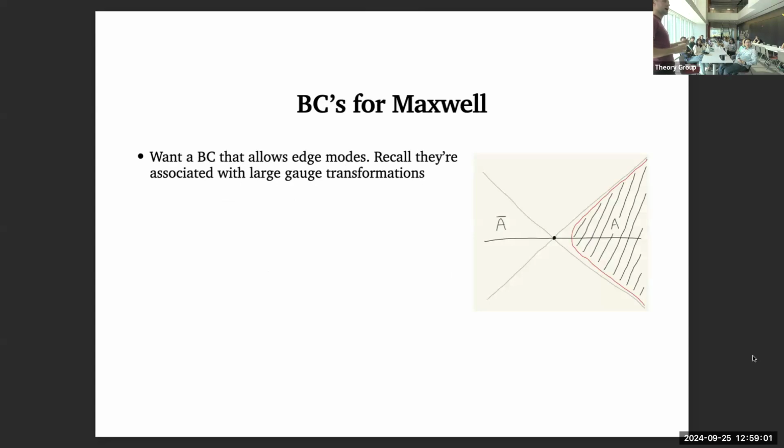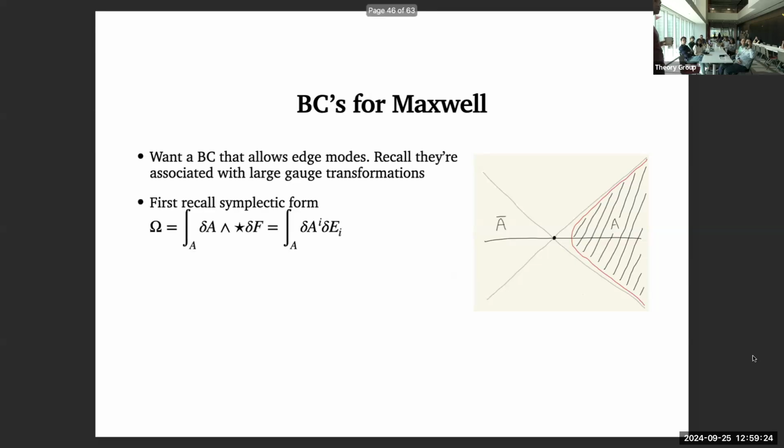Right. So back to our setup. We took Maxwell. We introduced a brick wall, or in the Euclidean signature, we cut out a hole. We have to place some boundary condition, and we suspect that the gauge parameter is going to be important. So we want to allow these boundary-supported gauge transformations. The symplectic form for Maxwell theory is just delta A wedge star delta F, which you could also write as the spatial components of the gauge field contracted with the electric field.